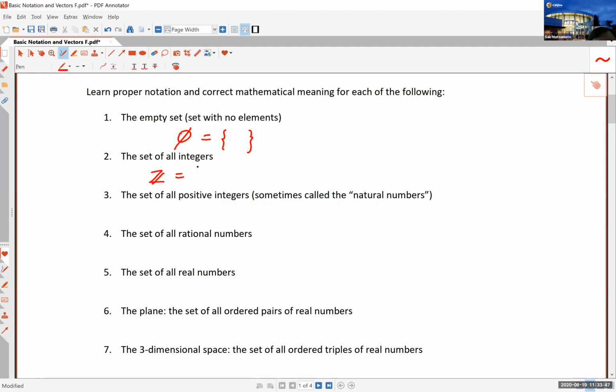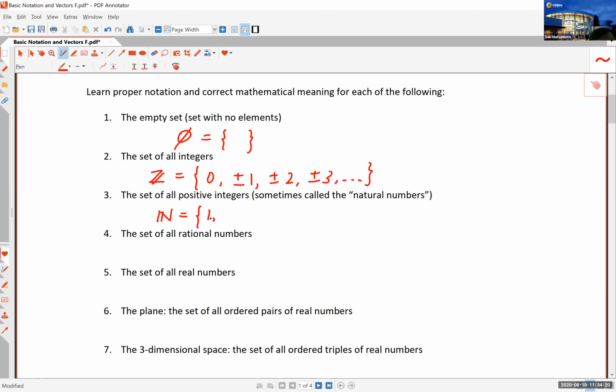Okay, so the set of integers, right? You have the number 0, which doesn't mean nothing. It's the number 0, which is a point on the number line. You can have plus or minus 1, plus minus 2, plus minus 3. All of these are integers. Now, maybe I can go to number 3, the set of positive integers. These are sometimes called natural numbers.